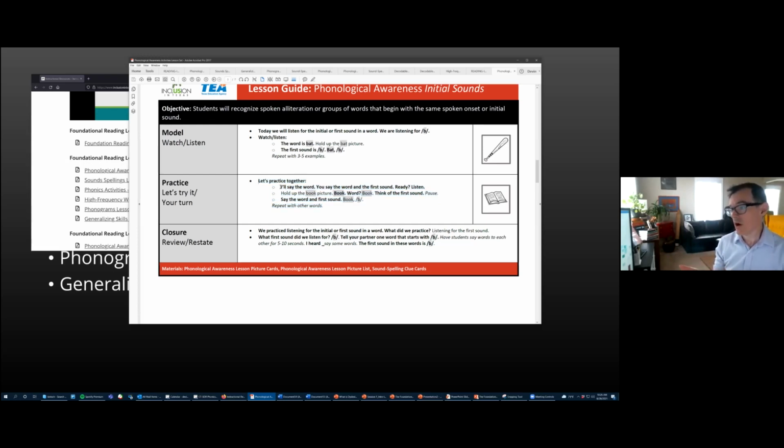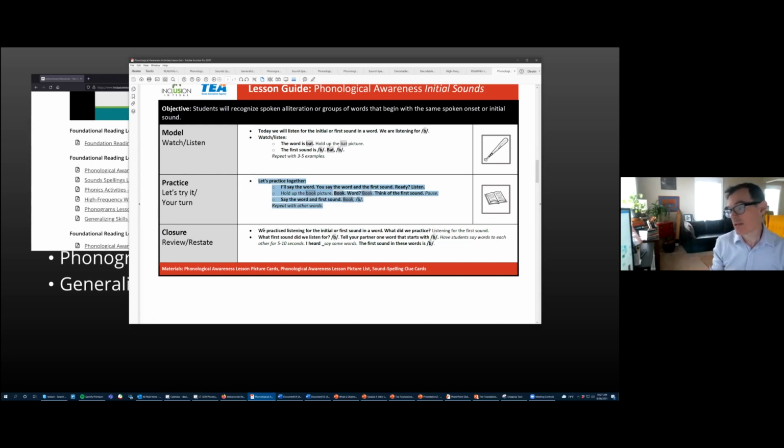So the instructions here: I'll say the word, you say the word and the first sound. Ready, listen. Hold up the big picture, book. Word, book. Think of the first sound. Say the first sound, say the word and first sound: book, book. And repeat that with other words. And so you continue to do that throughout the phonological awareness lesson for the initial sound.